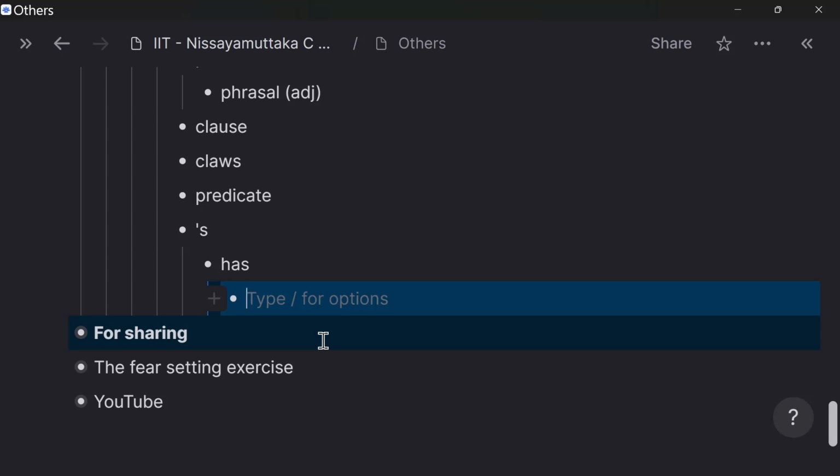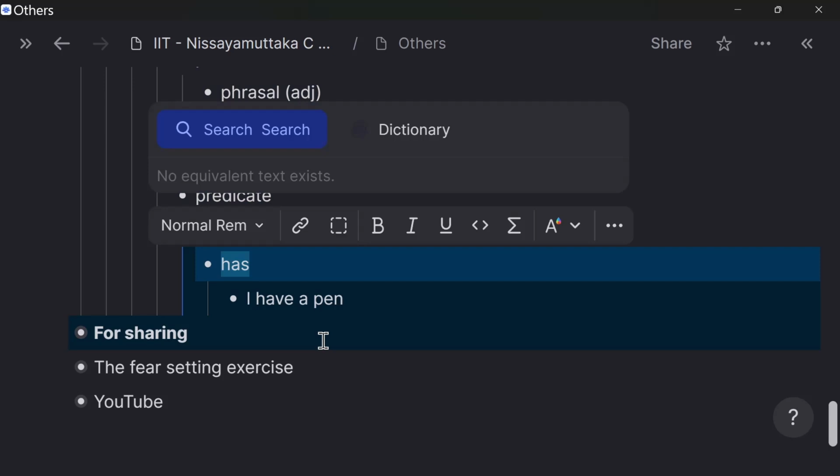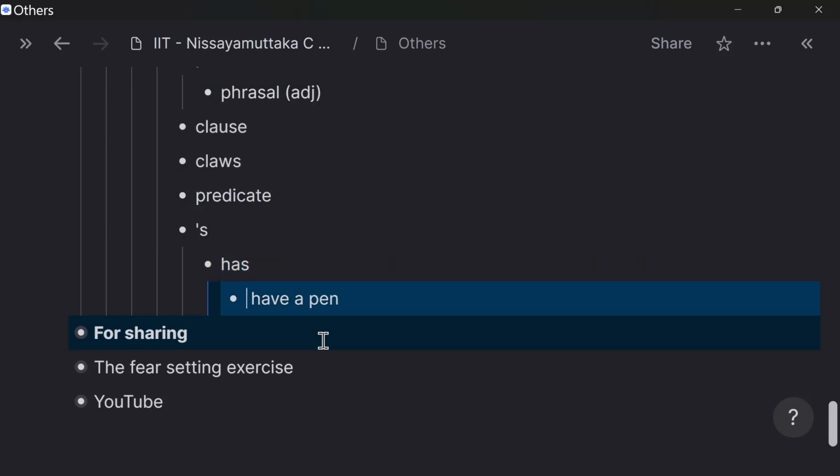I have a pen. But we're not using "has" here. She has a pen. She possesses a pen, to possess. Now you can put this as "she's a pen."